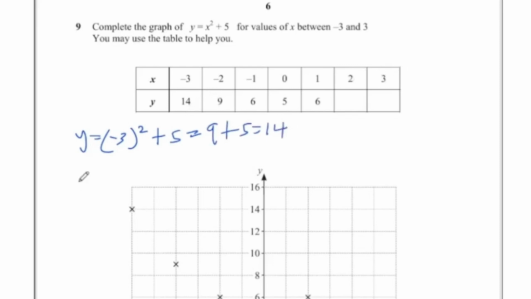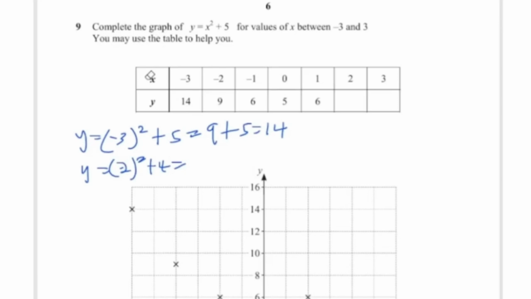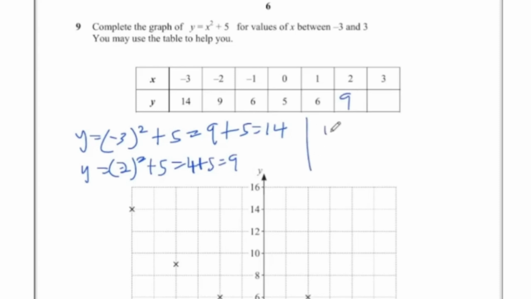Now for this one that is missing, y will be equal to x squared plus 5. In this case, it will be 2 squared plus 5. You see that it's x squared plus 5, not plus 4. So 2 squared is 4, and 4 plus 5 is 9. So here should be 9. The last one, we have y is equal to 3 squared plus 5. So this is 9 plus 5, giving us 14. So here is 14.